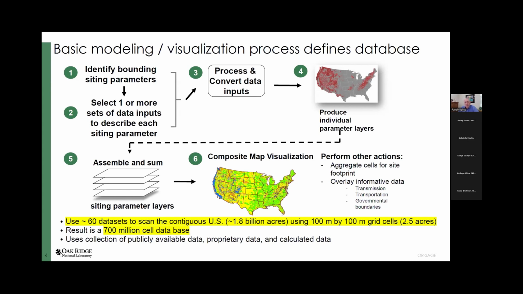But the key here is the whole database is using more than 60 data sets to parse the contiguous United States into 100 meter by 100 meter cells. So each cell is about 2.5 acres, which provides a 700 million cell database to interrogate on siting. And 2.5 acres, the way I visualize it in my mind, it's about 3 football fields laid side by side. So that's what we're parsing the US data into. And along the way, we've also created a separate database for Alaska and for Hawaii. So we've got all the states covered. Next slide, please.